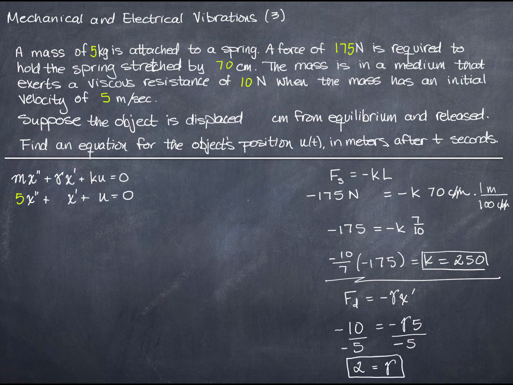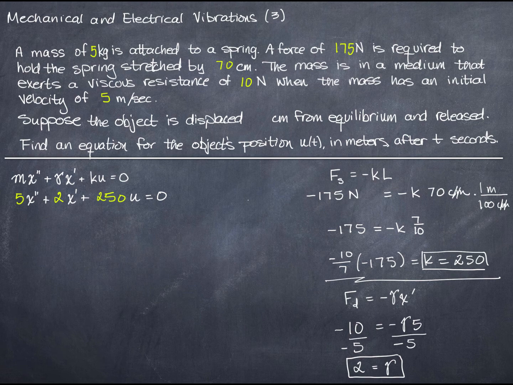So now I can plug those into my equation. I have gamma equals 2, and I have k equals 250. Boy, I didn't leave myself much room there, did I? Let's just erase that, and I'll write this as 250 u equals 0. So there is my second order homogeneous linear differential equation. Now all I have to do is solve it.